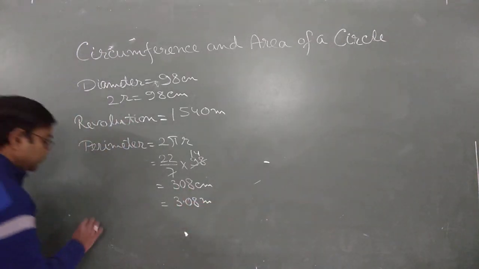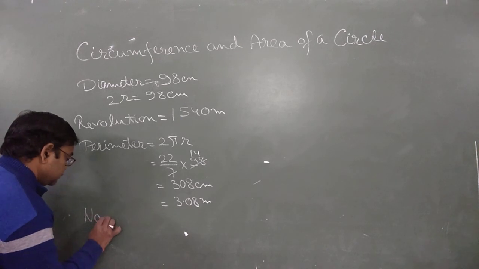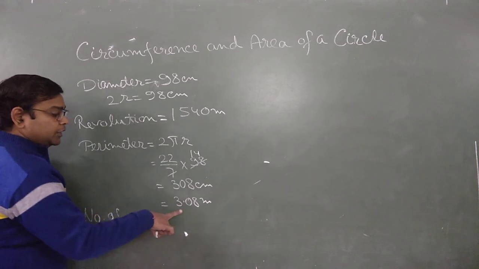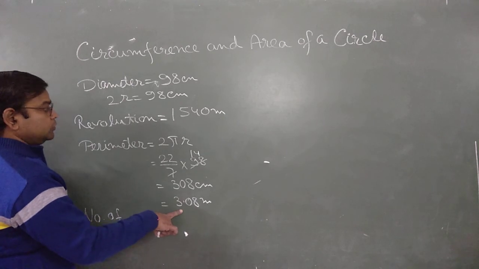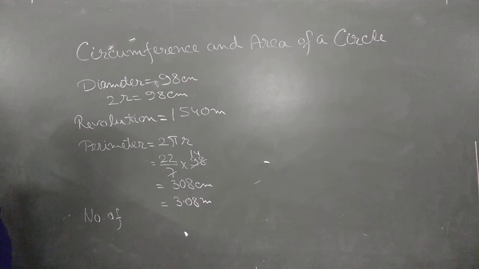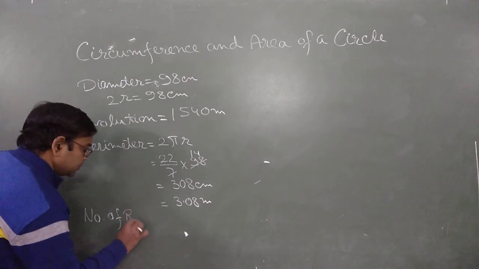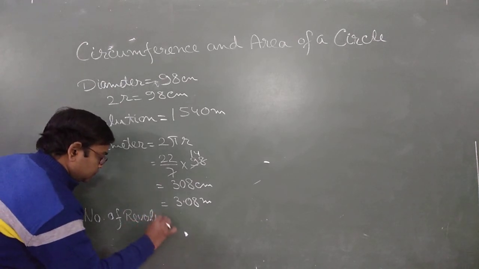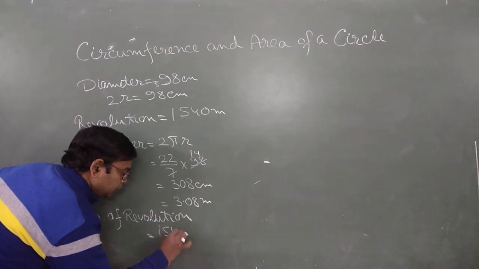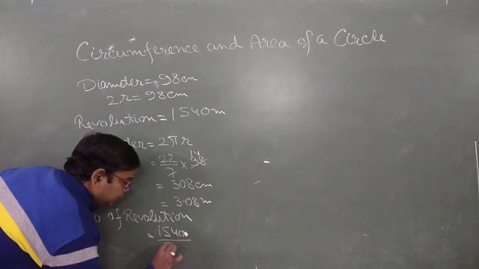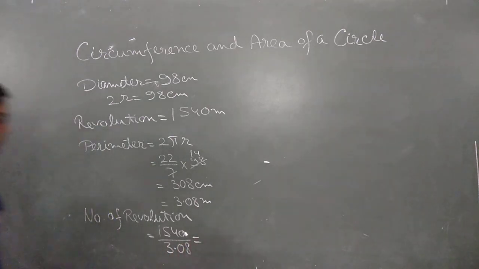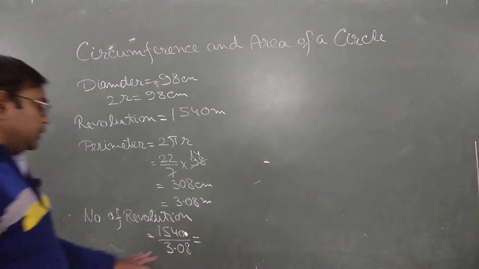Now number of revolution. In one revolution it will cover this much distance. So in how many revolutions will it cover this much distance? So number of revolution equals to 1540 divided by 3.08 equals to, when you divide it you have the answer.